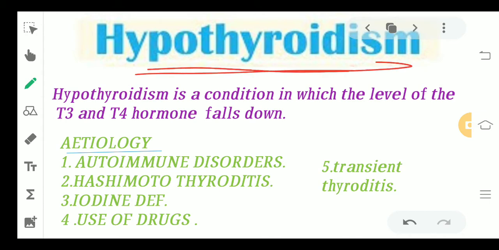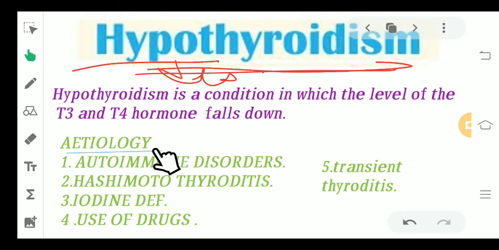Coming to the first one, hypothyroidism. We'll give a very quick revision to this topic. As the name itself says, the level of thyroid hormone, that is T3 and T4, is going to fall down. Hypo means decreased. So hypothyroidism is a condition in which the level of T3 and T4 hormone falls down.